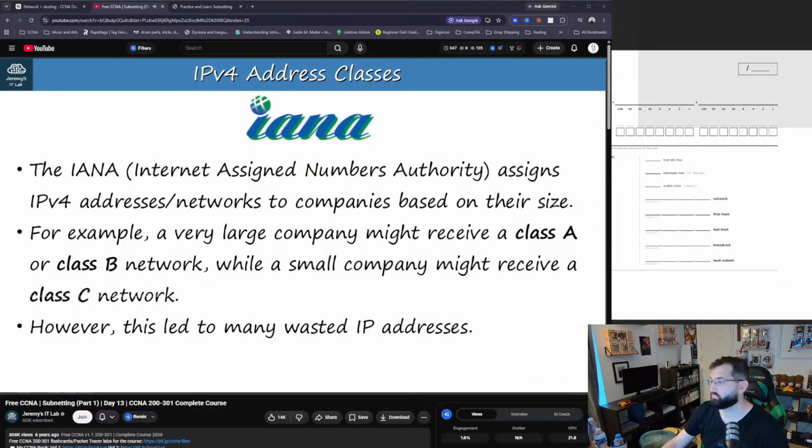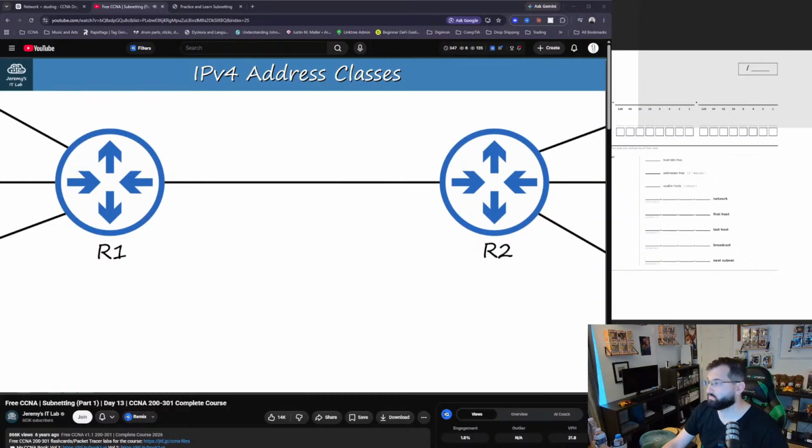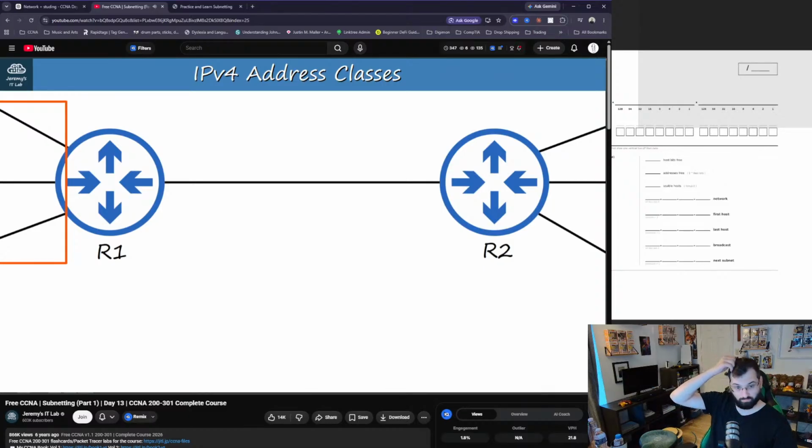Let me give you an example of how this strict system of addresses can waste IP addresses. So, here are 2 routers. As you can see, R1 has 3 networks connected to it here. Remember that routers are used to connect different networks, so each of these links are separate layer 3 networks, different IP networks.